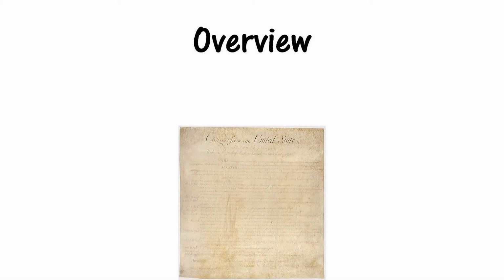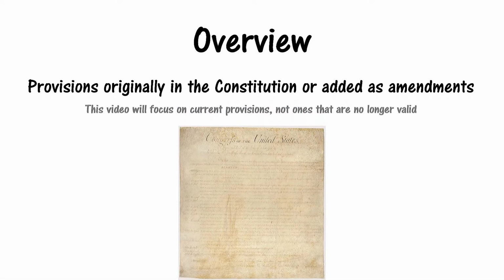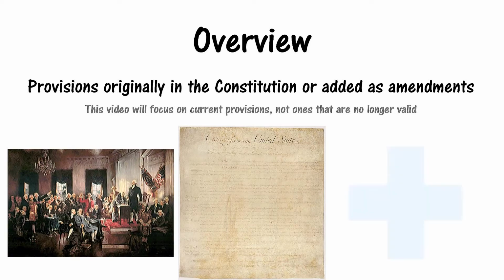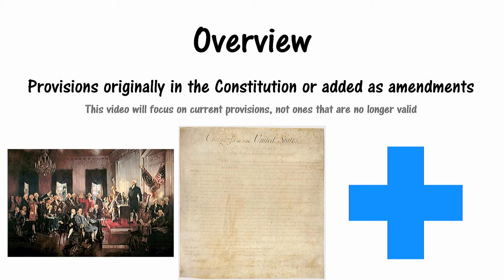This video is going to describe current provisions in the U.S. Constitution that relate to presidential elections, specifically ones that were either originally written into the Constitution by the Founding Fathers or added later as amendments. As I describe each provision, the corresponding text of the Constitution will appear on the right side of the screen.